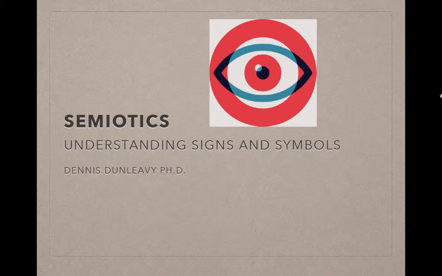Several people talked about semiotics in their discussion posts, and I wanted to clarify some things and help you understand it better. So, semiotics is a system of signs and symbols. It's a way of interpreting what we see, not from a physiological or psychological or any other biological way, but from the terms of perception.